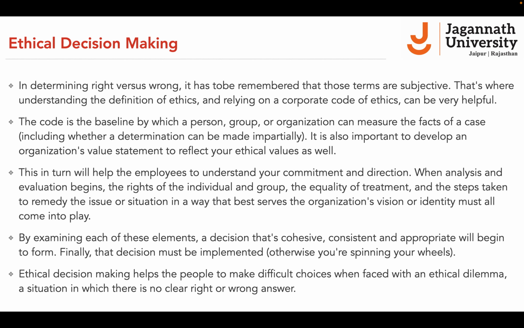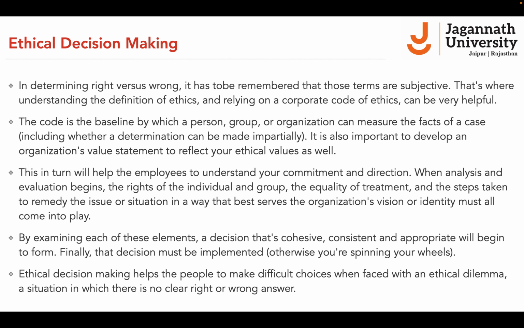Now, let's talk about ethical decision making. In determining right versus wrong, it has to be remembered that those terms are subjective. That's where understanding the definition of ethics and relying on a corporate code of ethics can be very helpful. The code is the baseline by which a person, group, or organization can measure the facts of a case, including whether a determination can be made impartially.